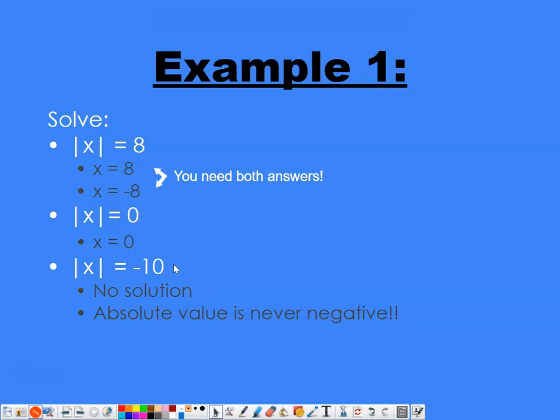Distance is always a positive value. It's never negative. This is saying that the distance from a number to 0 is negative 10 units. That does not make sense. Therefore, our solution is no solution.